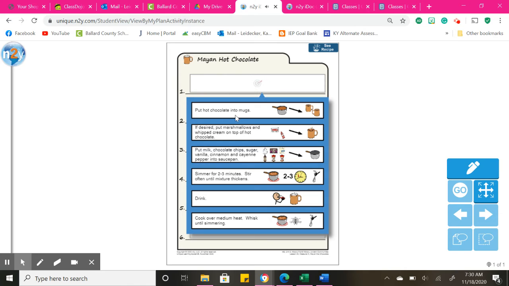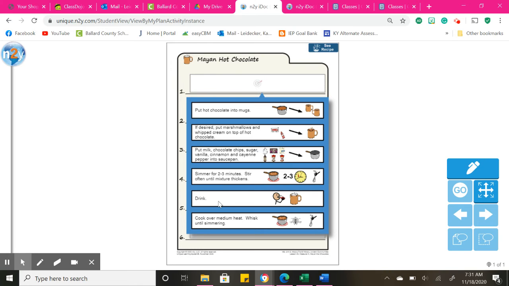So you have put hot chocolate into mugs. That's definitely gonna go after you make it. If desired, put marshmallows and whipped cream on top of hot chocolate. So that's gonna be done after you put the hot chocolate into mugs. Put vanilla, chocolate chips, sugar, vanilla, cinnamon, and cayenne pepper into saucepan. Simmer. Okay, so this is probably the first one here because you have to put all of this stuff into your saucepan to warm it up. And then simmer for 2 to 3 minutes. Stir often until mixture thickens.